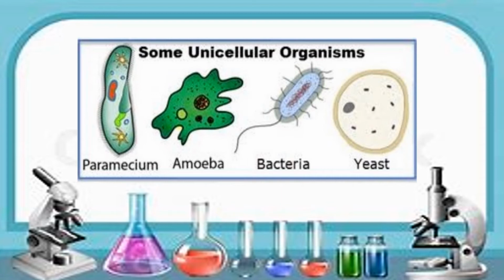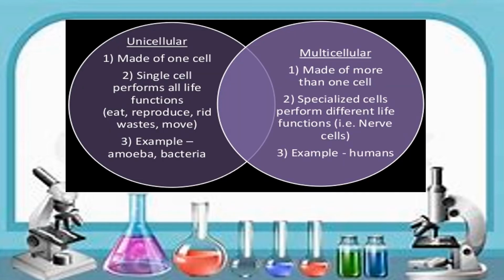So these are the examples of unicellular organisms. And what is the difference between unicellular and multicellular? Okay, so let's just have an overview of this. Unicellular is made of one cell. A single cell performs all life functions: eat, reproduce, get rid of waste, and move. We have the examples in the previous slides: amoeba and bacteria. So when you say unicellular, made of one cell, they perform all the life functions.